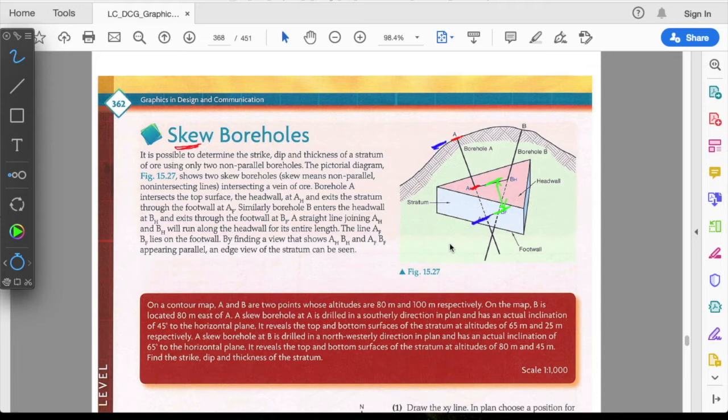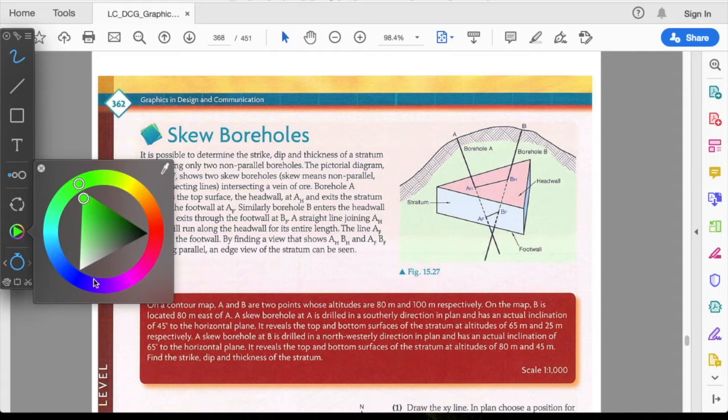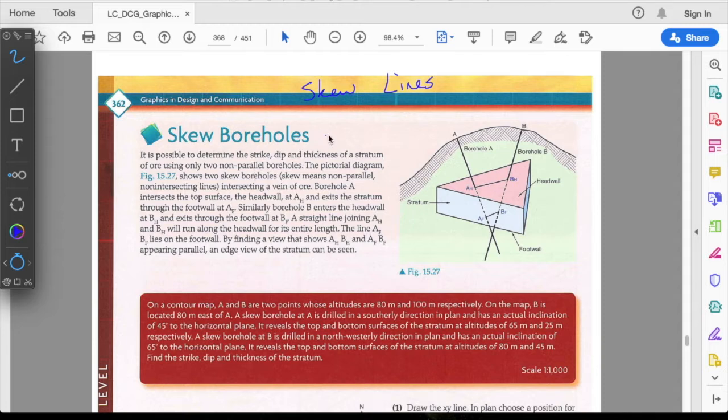Okay, now what this topic basically is, is that it is skew lines. Okay, so in the last stuff that we were looking at, they were basically laminar planes, for when we were looking at the head wall of things. Skew boreholes are basically the same as skew lines, once we've set up the beginning. So the beginning of it is different, but once we found the line here, so AHBH, which is the line for the head wall, and AFBF, then it becomes a skew lines question.